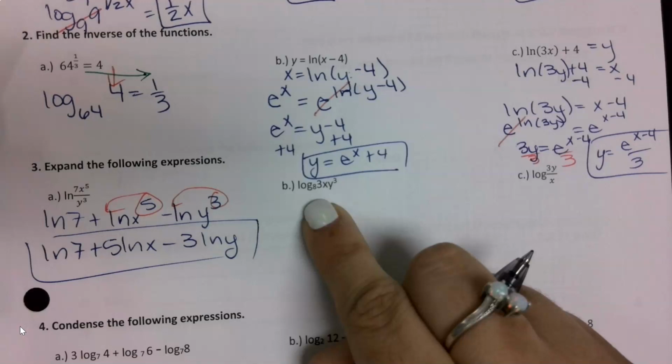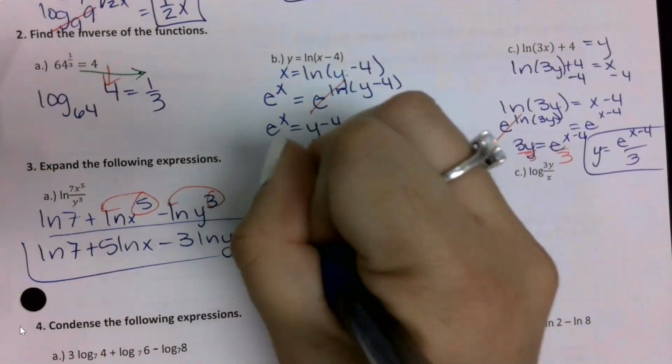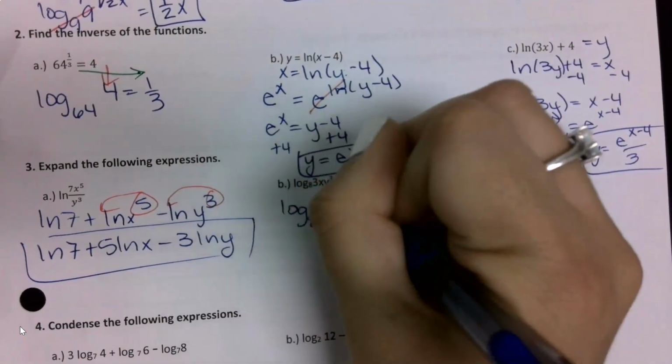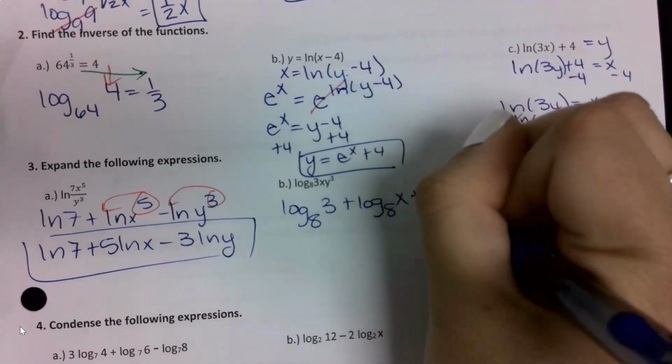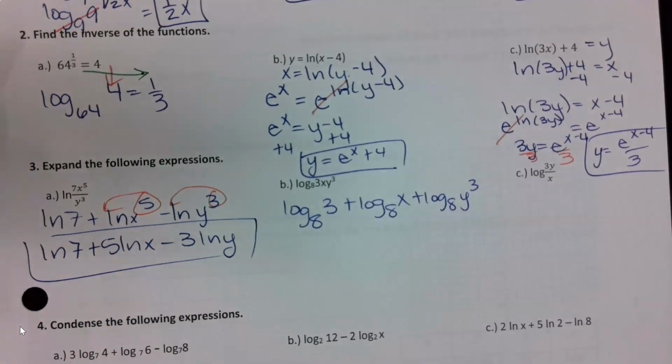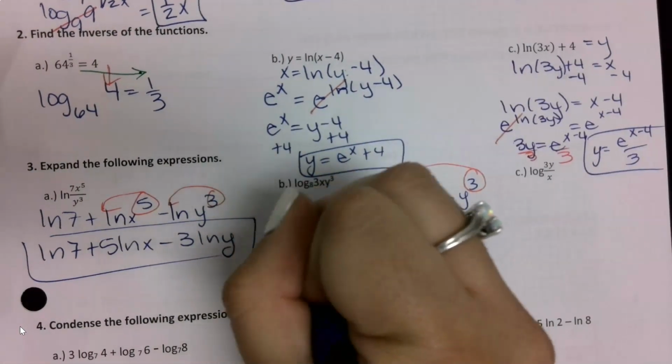Over here, all of these are being multiplied together, so they're all going to get split up with addition. I have log base 8 of 3 plus log base 8 of x plus log base 8 of y cubed. The y cubed has an exponent, so I'm going to move that out front. My first two terms stay the same.